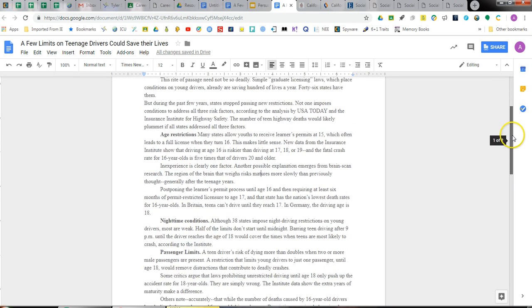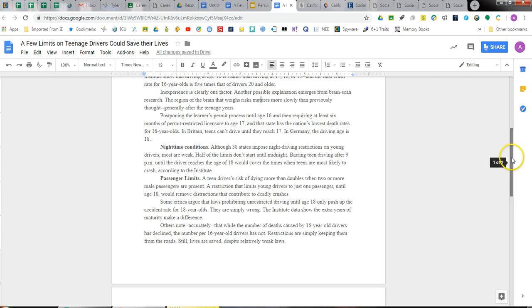Generally after the teenage years. Postponing the learner's permit process until age 16 and then requiring at least 6 months of permit-restricted licensure to age 17, and that state has the nation's lowest death rates for 16-year-olds. In Britain, teens can't drive until they reach 17. In Germany, the driving age is 18.